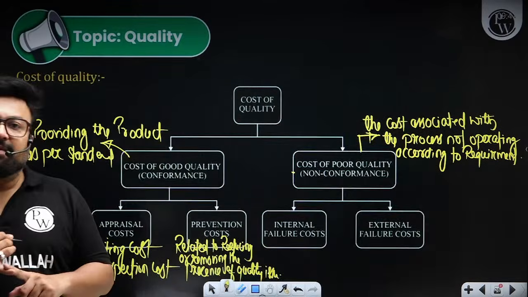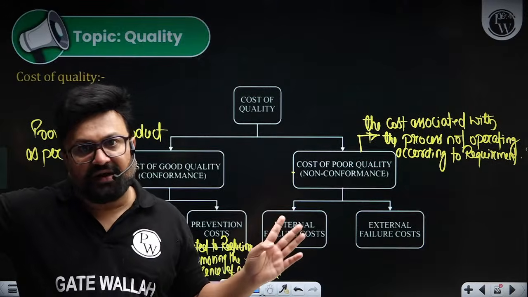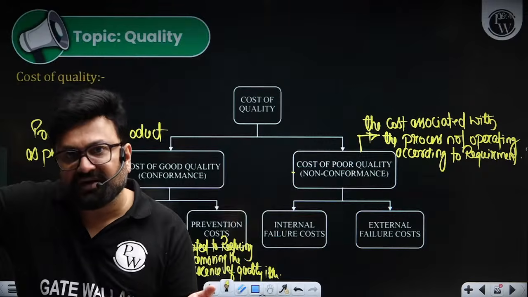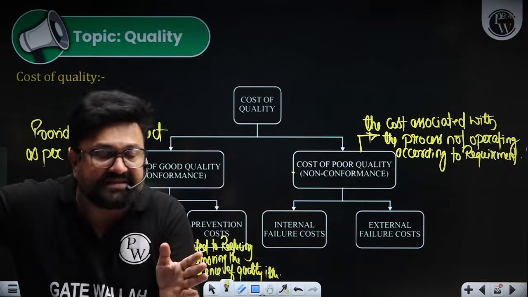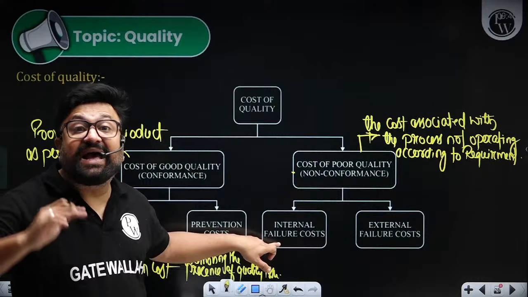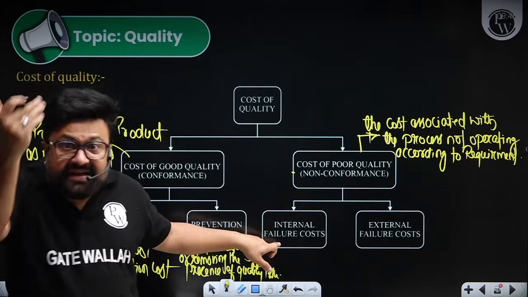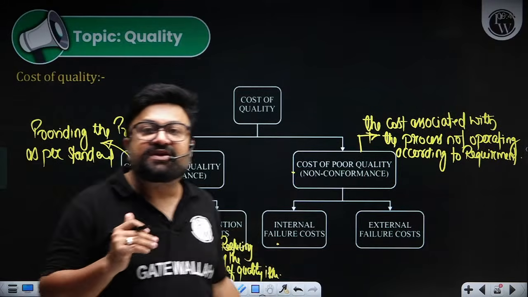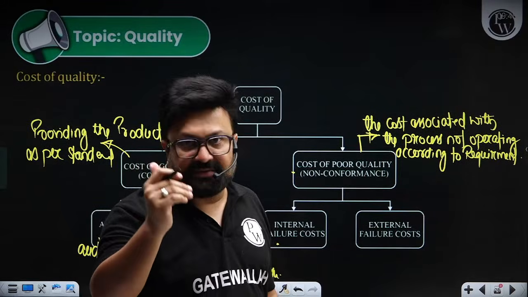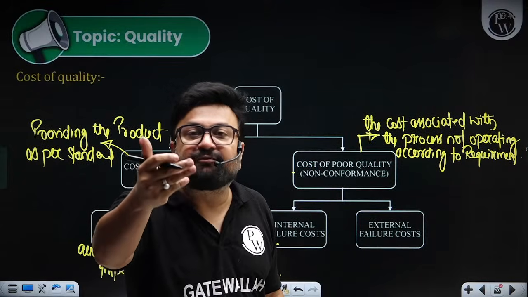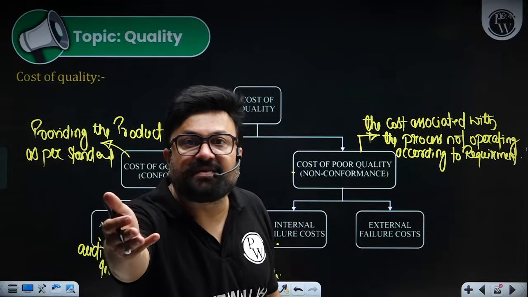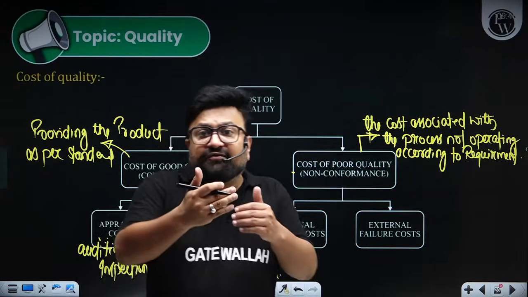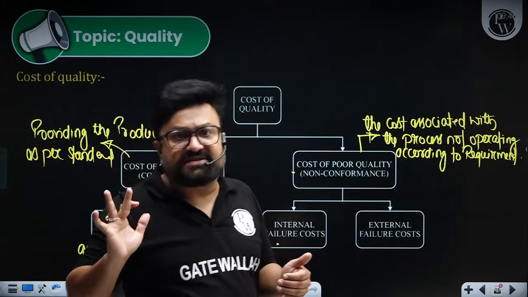It can be subcategorized into two parts: internal failure cost and external failure cost. Internal failure cost arises when work fails before the transfer to the customer. Suppose you are giving a product, but before giving it to the customer, a failure comes.